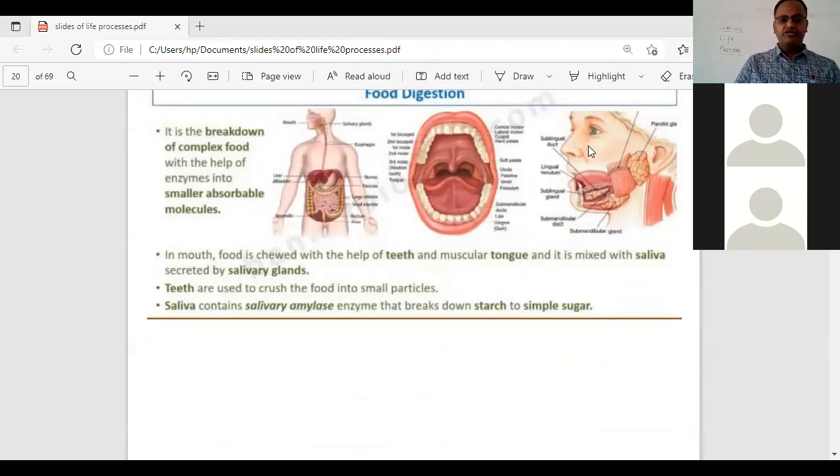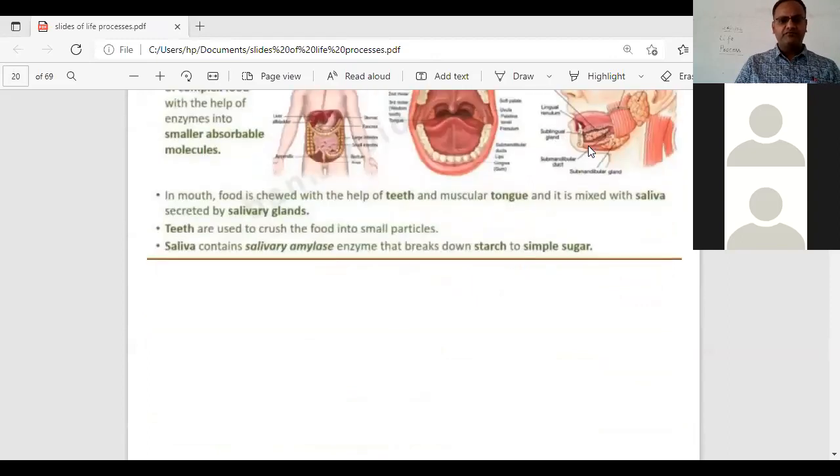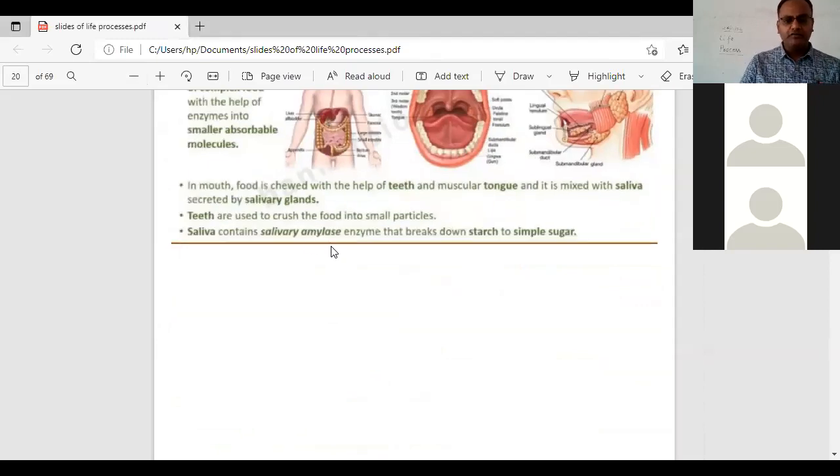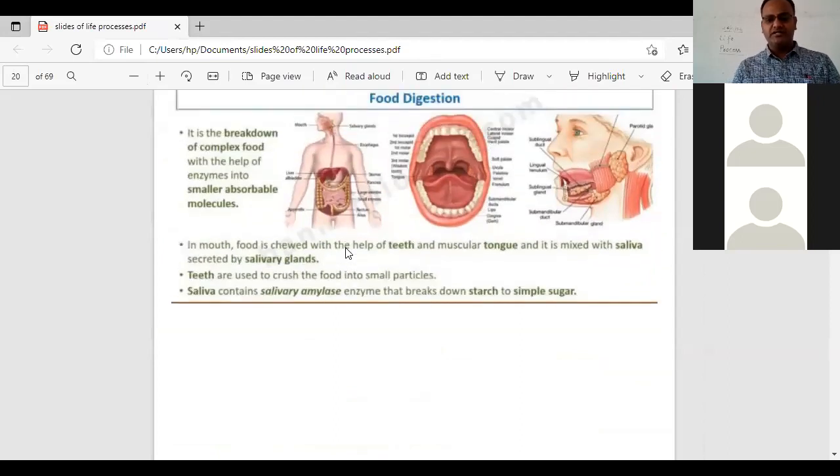Now, in mouth, the food definitely is chewed with the help of the teeth and the muscular tongue. And in mouth, we have a very important gland which is called salivary gland, and this salivary gland secretes saliva. The saliva contains a very important enzyme called salivary amylase that breaks the starch into simple sugar. So the first step of the digestion starts in the mouth. And what happens in the mouth?